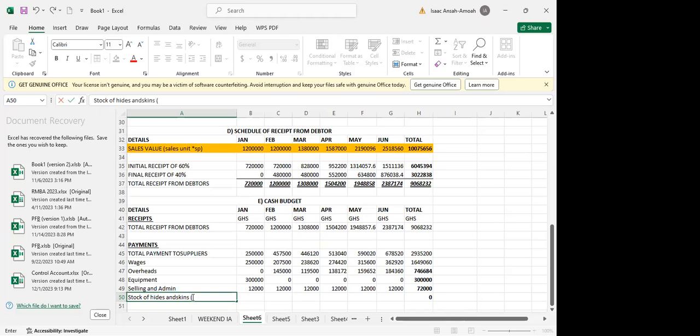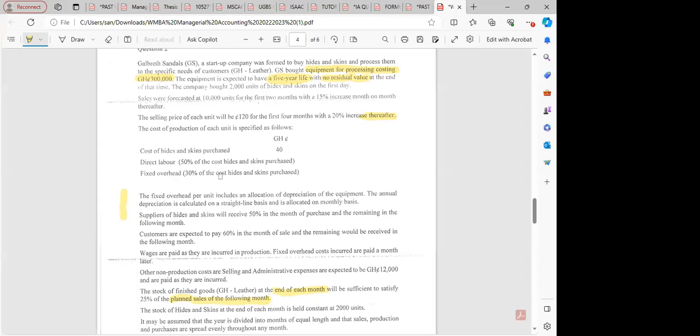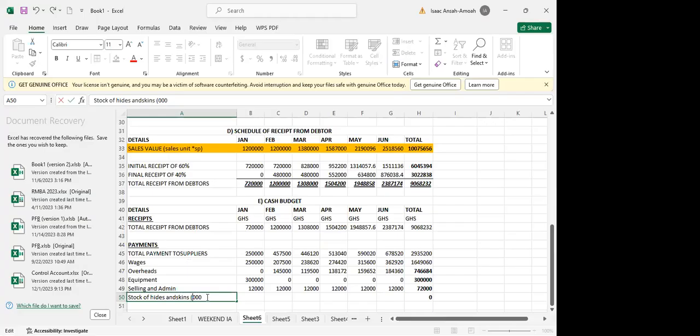Okay, we bought 2,000, right? We have to pay for this. Of course, we know that hides and skins is 40 cedis. So it's 2,000 multiplied by 40, right? That's what we are reporting in the cash budget. So this is 2,000 times 40.